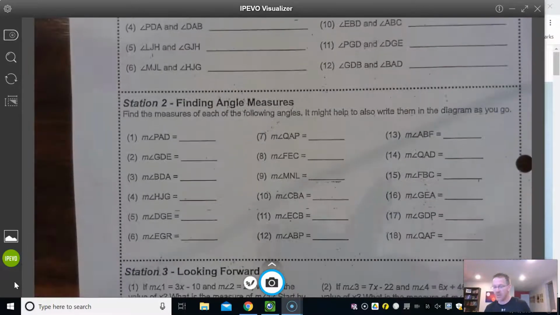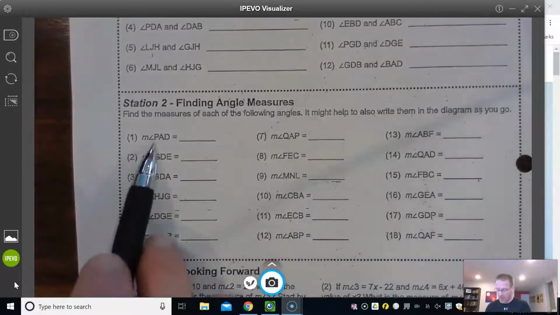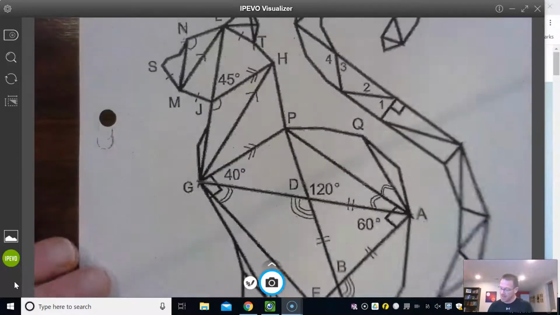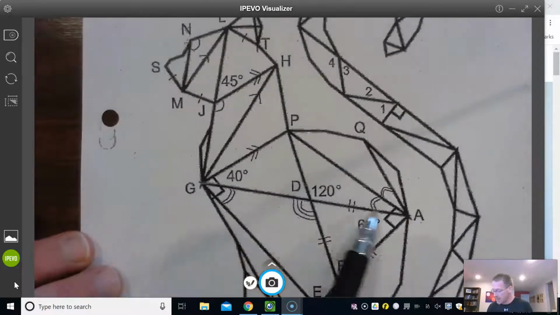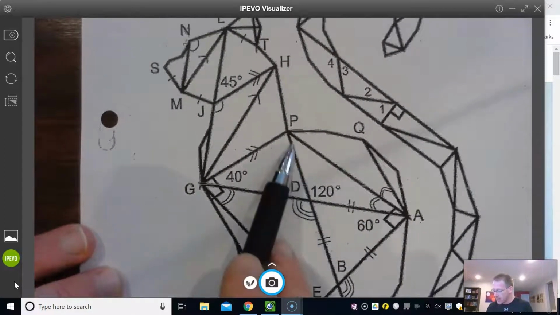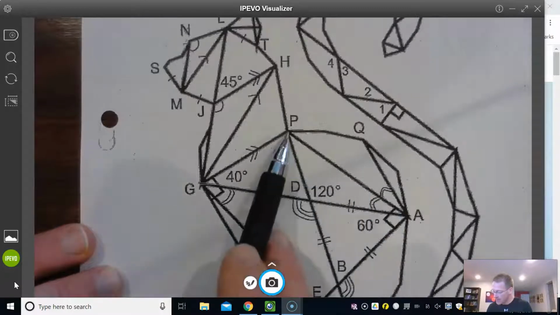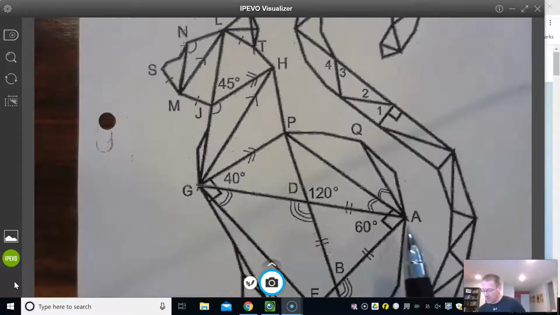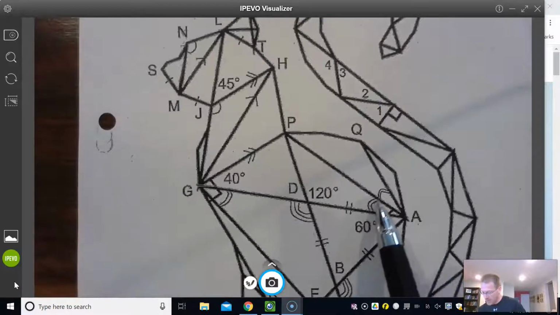Now, let's take this and translate some of those angle relationships to finding angle measures. I'm going to find the first 3 here with you. So let's go back to PAD on our other side. PAD would be this angle right here. When we look at PAD, there's a lot of things happening here. We have to look at these angle marks. Everything with the same angle marks is the same. So I've got to look, oh, these 2 angles are the same.